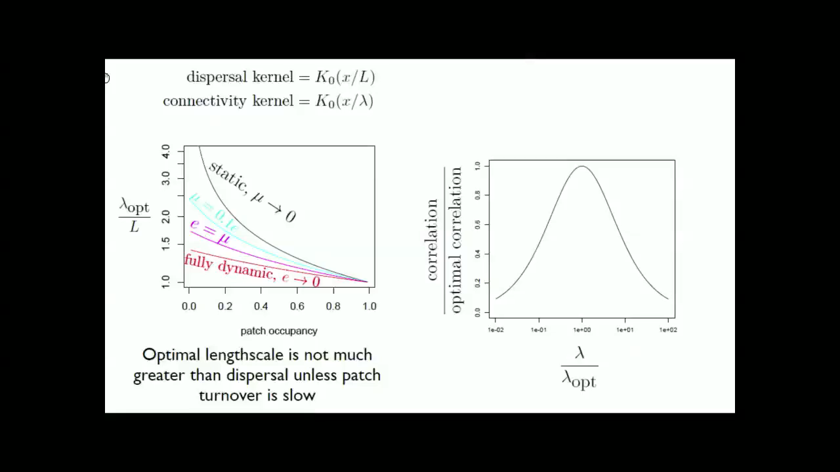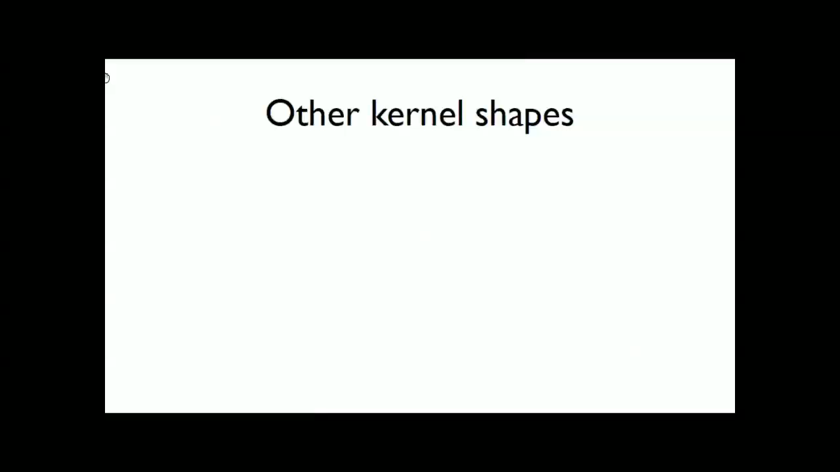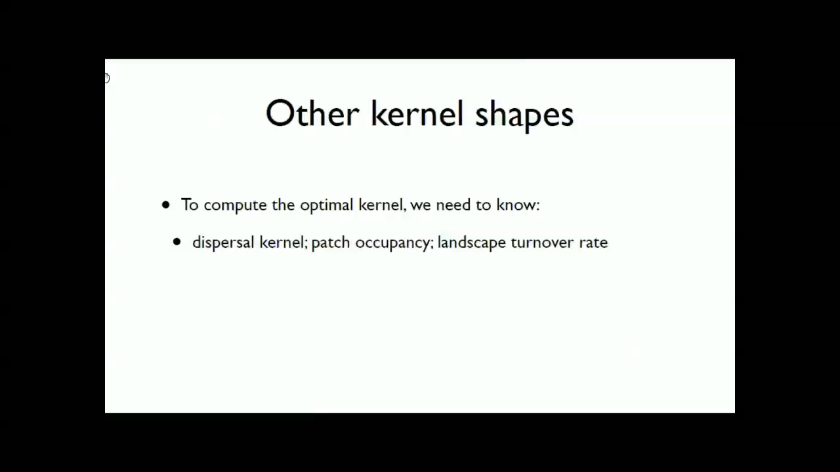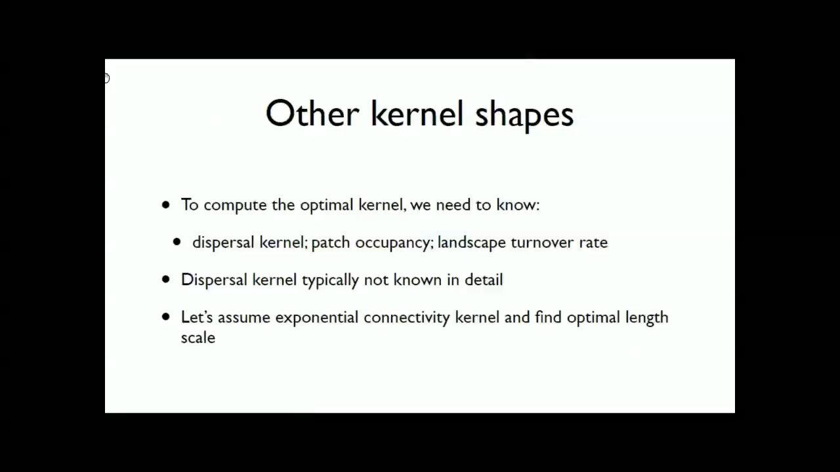Okay, so we can talk about other kernels, and really the story is effectively the same. The point is that to get the best kernel, you need to know an awful lot about your species. So in practice, what you normally do is assume an exponential kernel, and then you can still talk about what's the best length scale for that kernel.